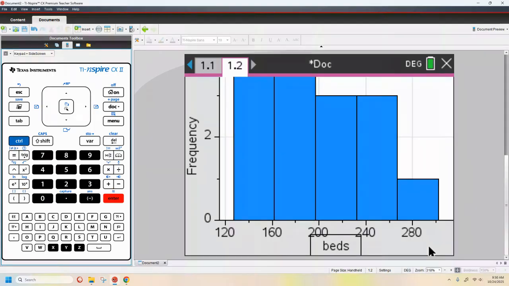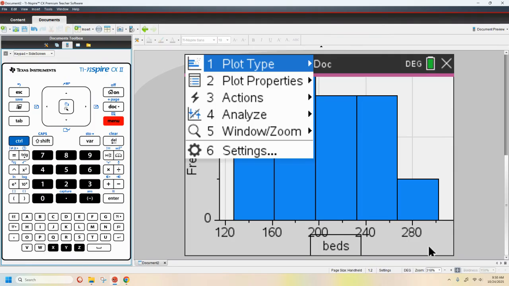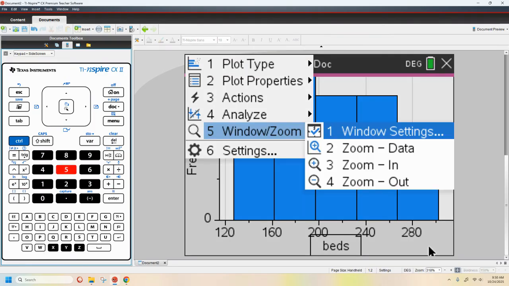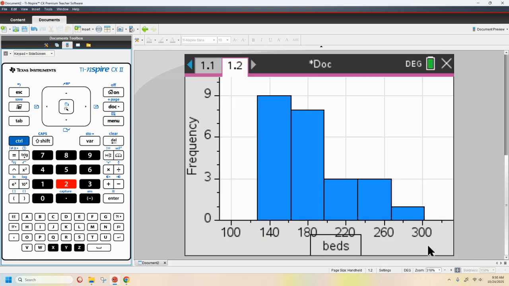So we go one more time to menu, and we're going to zoom 5, which is that. And then zoom data is the easiest one to get things to fit. So zoom 2. And there it is. Does anybody want me to repeat any of that?